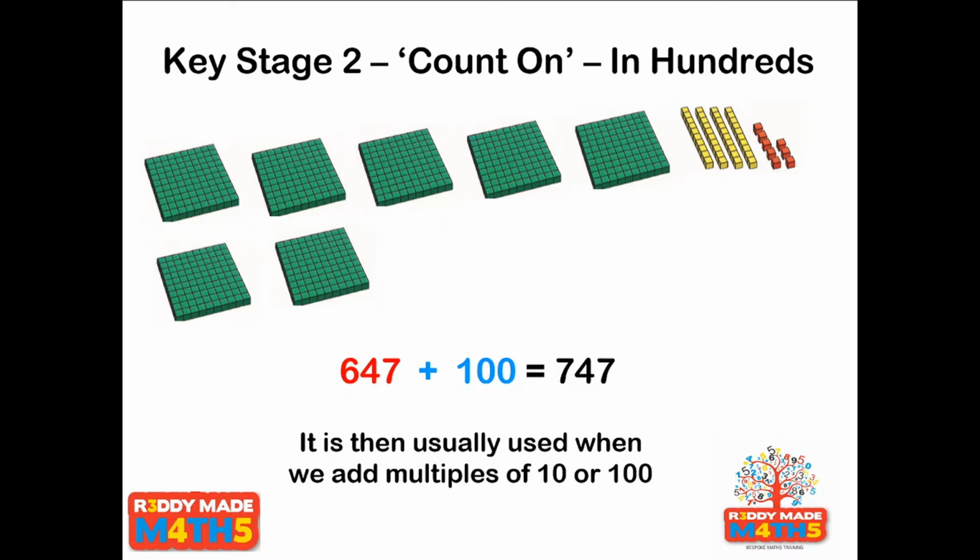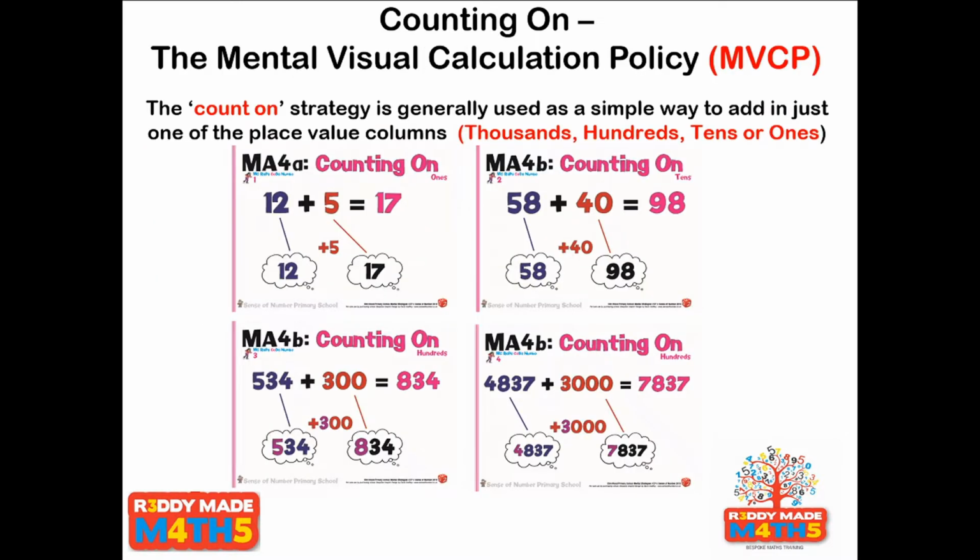At the moment, because we're not crossing a boundary, when we're adding in ones, the ones digit changes. When we add in tens, the tens digit changes. And when we add in hundreds, the hundreds digit changes. The visual calculation policy, or the MVCP, that I've mentioned on each of the previous days, also shows examples of counting on that can be used in class as part of a working wall. You can see examples there in ones, in tens, in hundreds, and even in thousands.